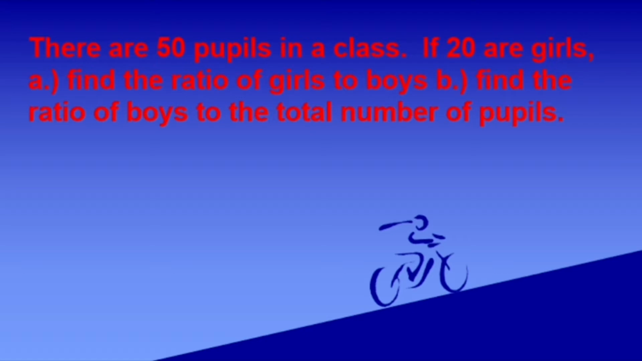There are 50 pupils in a class. If 20 are girls, A. Find the ratio of girls to boys, and B. Find the ratio of boys to the total number of pupils.